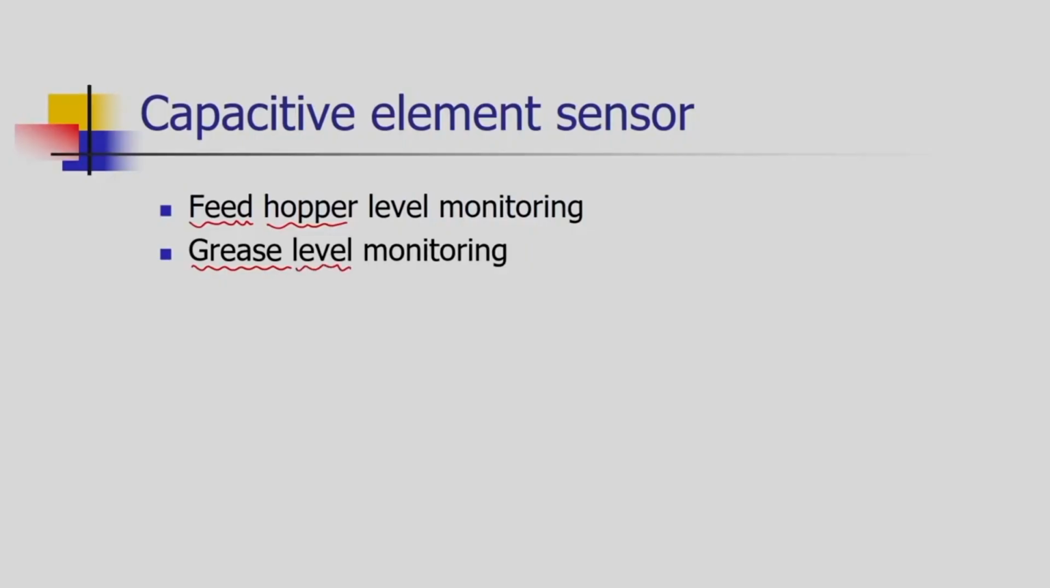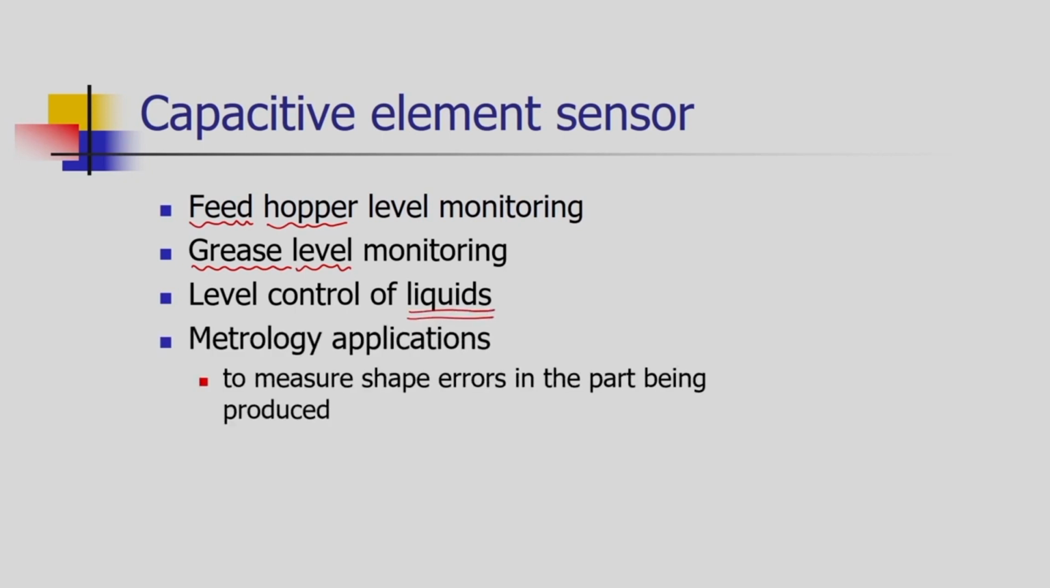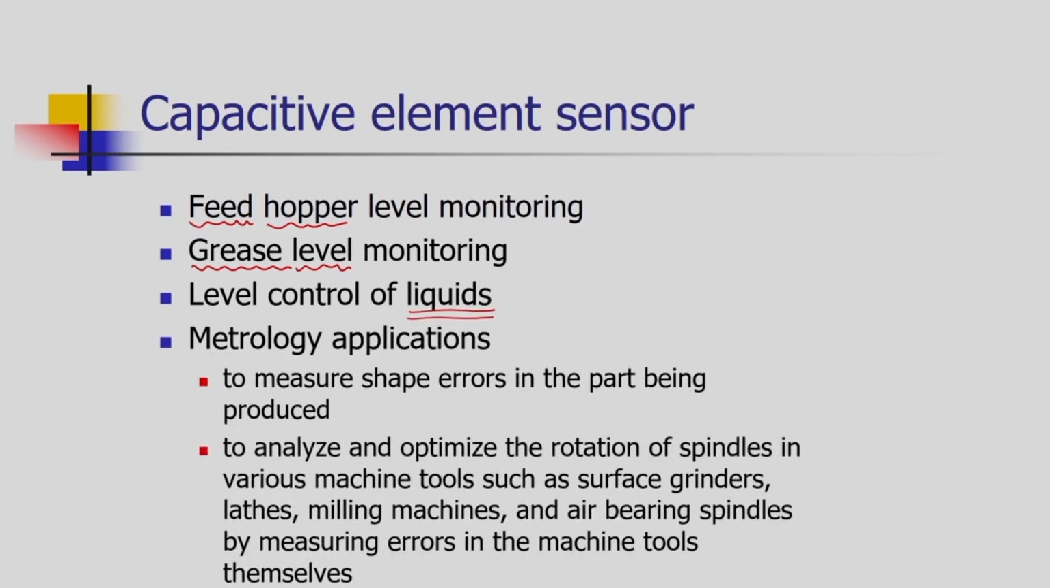The machine tools or machineries used in automation need to be continuously lubricated. For that purpose grease is used, and to monitor the grease level we use the capacitive element sensor. Liquid level also can be monitored using a capacitive element sensor. Capacitive element sensors are very useful for metrology applications.